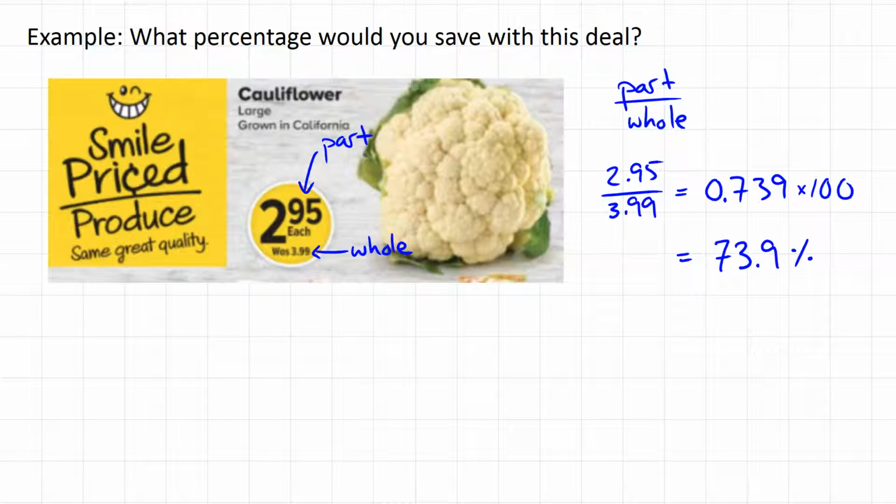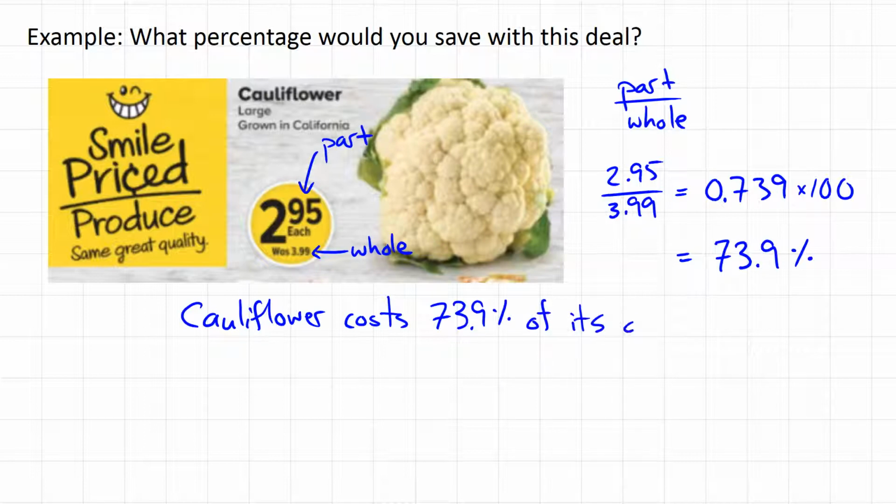Now this is our percent that the sale is. This is the cauliflower costs 73.9% of its original price. Now, this isn't how we usually talk about deals, especially percents. We usually talk about percents off. So what percent would you save with this deal? Well, the cauliflower costs 73.9% of its original price.